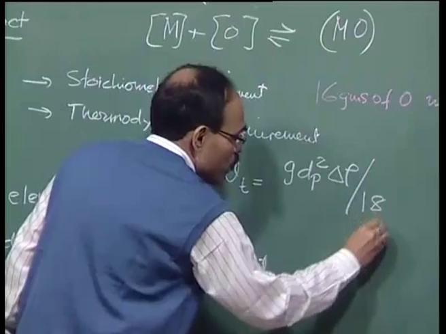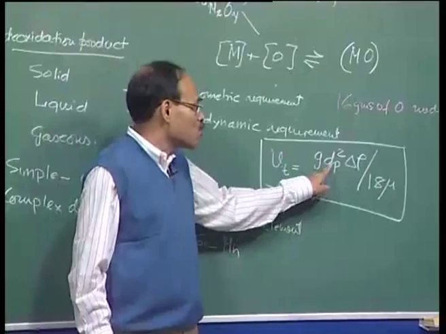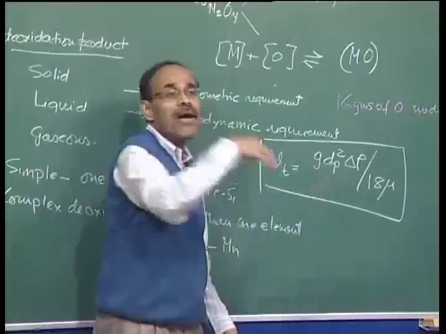I am not saying that this equation holds good all the time for all size ranges, but it gives us some idea and tells us that the rise velocity is going to be directly proportional to the square of the diameter. If you increase the diameter by a factor of 2, the rise velocity is going to be increased by a factor of 4.